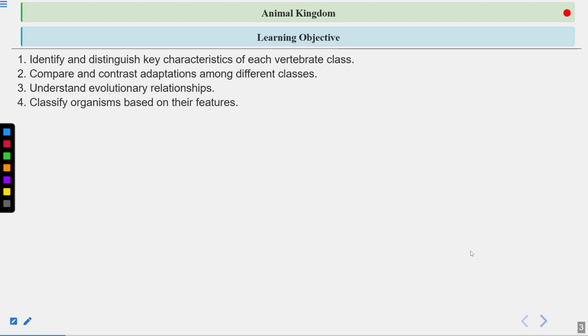Classify organisms based on their features. You will be able to classify the organisms on the basis of the characteristic features that they possess. Recognize habitat preferences and survival strategies. So what are the habitat preferences of a particular class? You will be able to know, and also what are the survival strategies that animals adopt, that also you will be able to know.